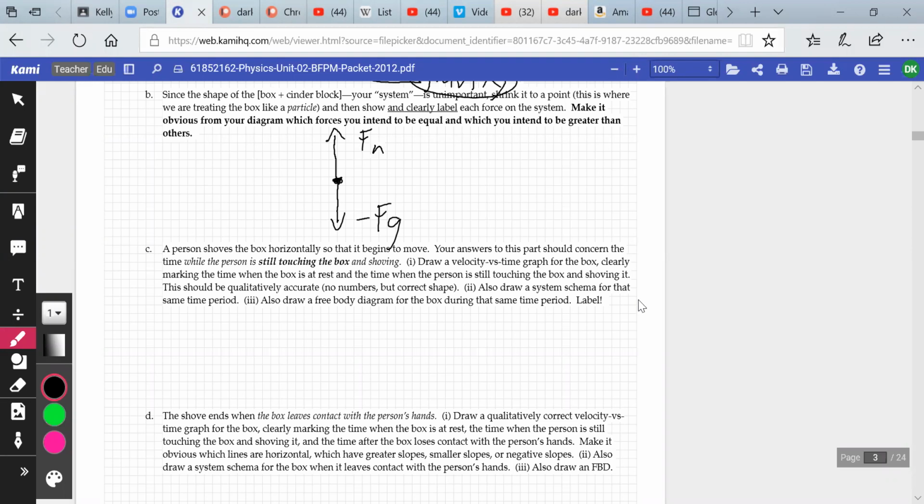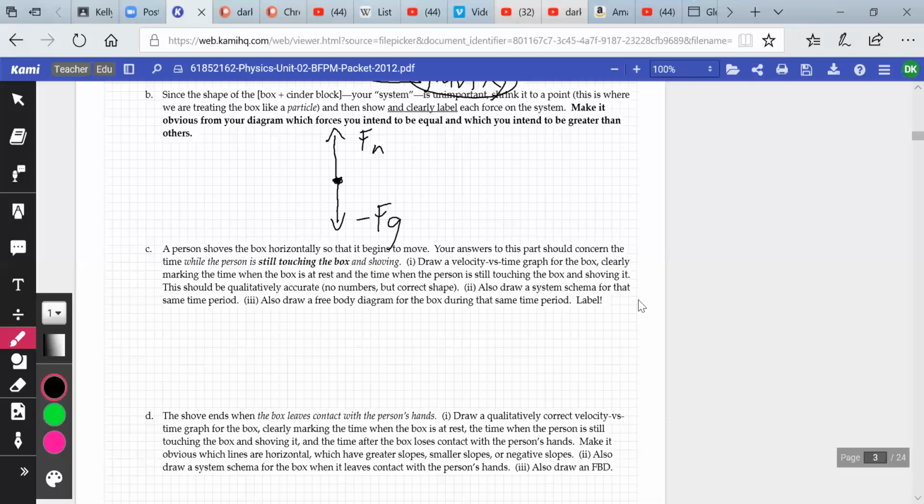We want to draw a velocity versus time graph for the box, clearly marking the time when the box is at rest and the time when the person is still touching the box and shoving it. This should be qualitatively accurate, no numbers, but correct shape. 2, also draw a system schema for that same time period. 3, also draw a free body diagram for the box during that same time period and label.